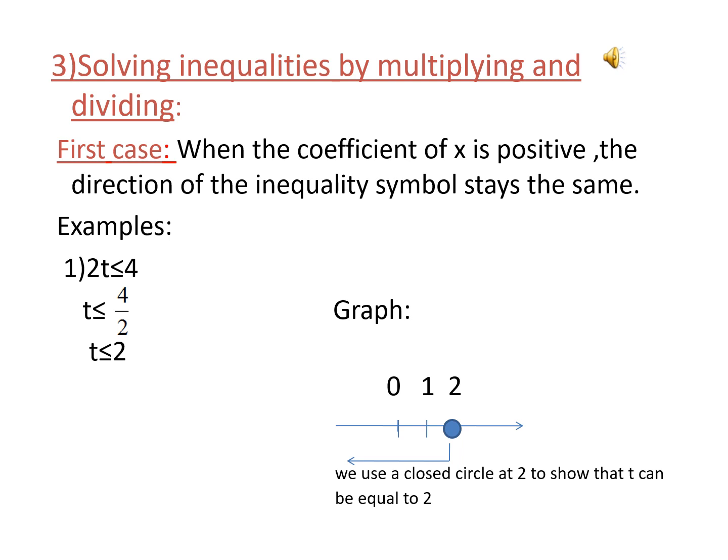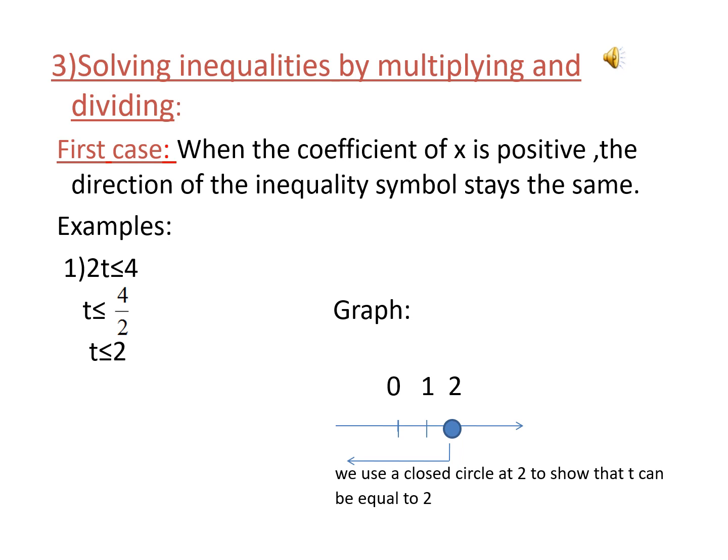Solving inequalities by multiplying and dividing. First case, when the coefficient of x is positive, the direction of the inequality symbol stays the same. Let's do a couple of examples. Let's say we have 2t less than or equal to 4. To solve for t, I'm going to divide 4 by 2. Since t is multiplied by 2, t is less than or equal to 2.